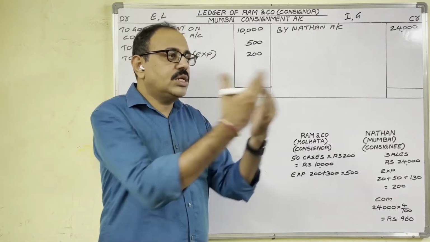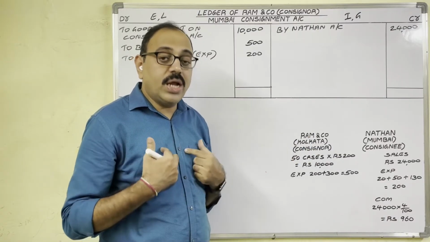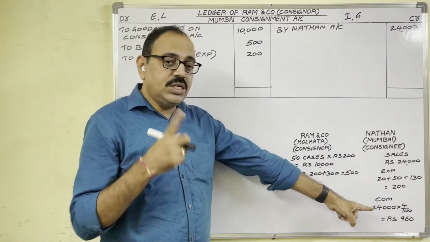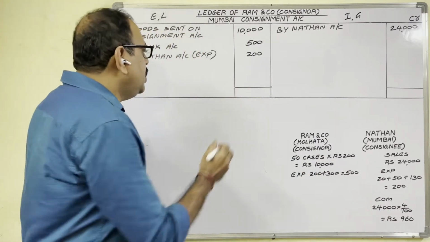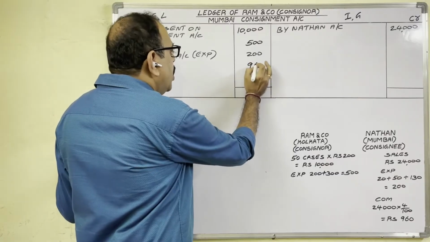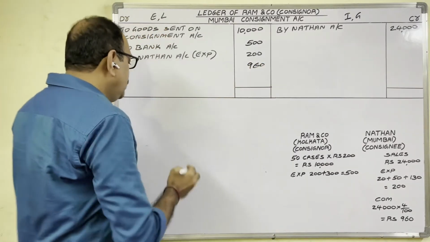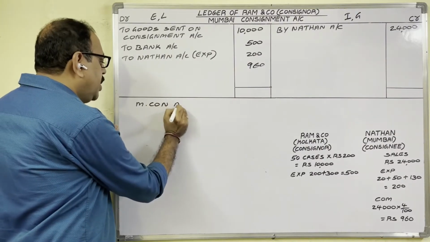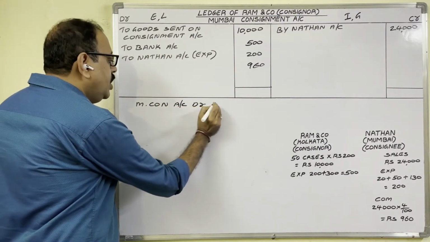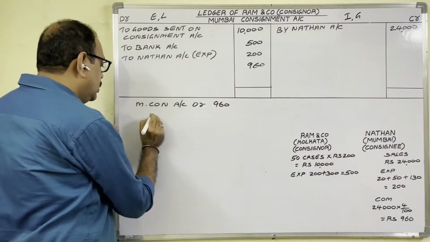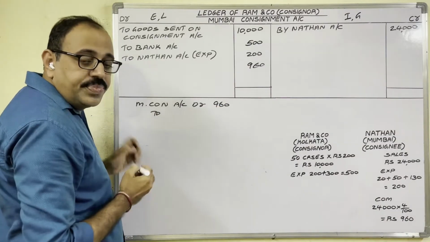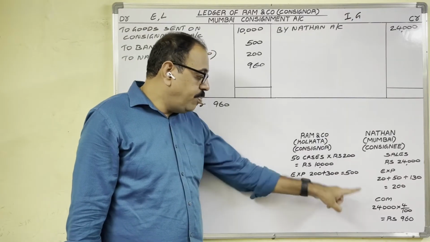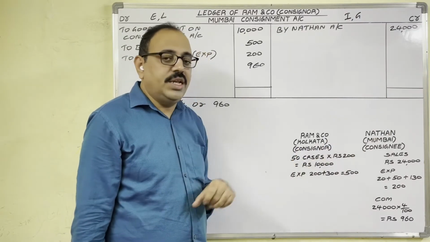Next one is for consignee's commission 960 rupees. Consignor has to pay this commission to consignee. To consignor means for consignment business, this 960 is expenditure. Expenditure we have to show on debit side of consignment account. Means in journal entry, Mumbai consignment account should be debited with 960 rupees. Then which account is to be credited? Consignor has to pay this 960 rupees to consignee.